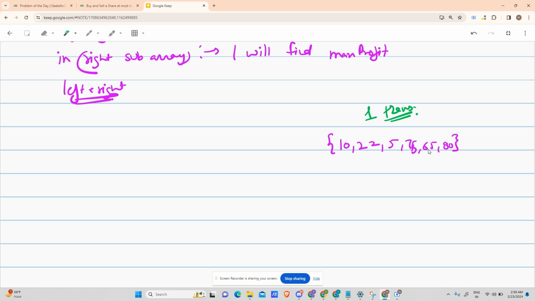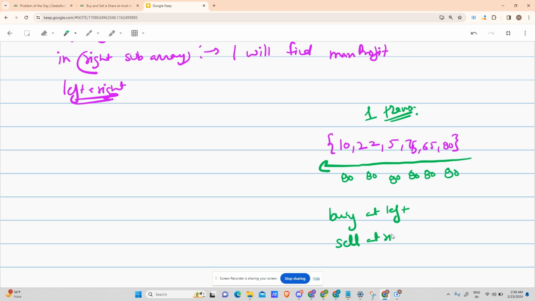How will you solve? You will say the maximum up till this index is 80. Then 80 and 65, it will also be 80. 80 and 75 are also 80. 80 and 5, 80. 80 and 22, 80. 80 and 10, 80. Right? So if I see the maximum from right to left and keep incrementing, then I will see that 80 is the maximum. I am keeping the count of the maximum on the right side, because I have to buy at left and sell at right. Correct? So if I'm traversing from here, the maximum in the right subarray is 80, 80, 80, 80, 80.